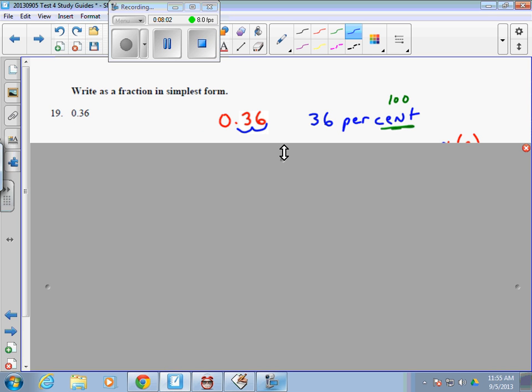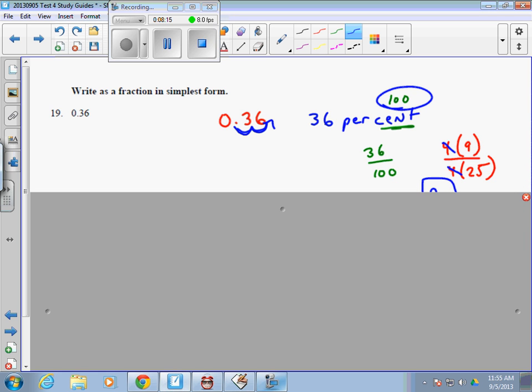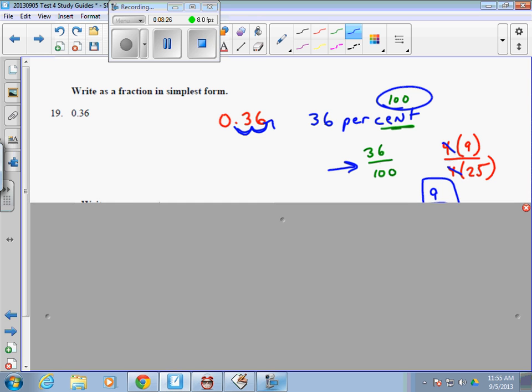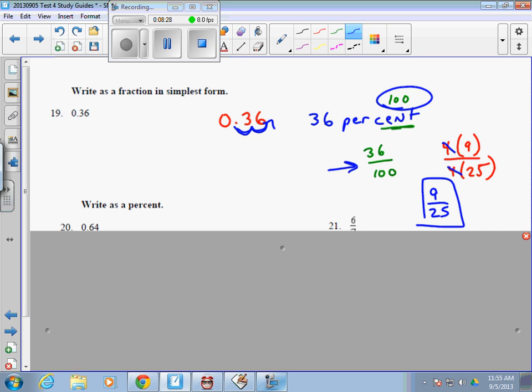Writing as a fraction in simplest form, 0.36 is the same thing as 36% because you move that decimal two times to the right. So percent means per hundred. 36 per hundred means 36 over 100. The number 4 goes into both 36 and 100. 4 times 9 is 36. 4 times 5 is 100. And 4 divided by 4 cancel out, which leaves you with 9 over 25.